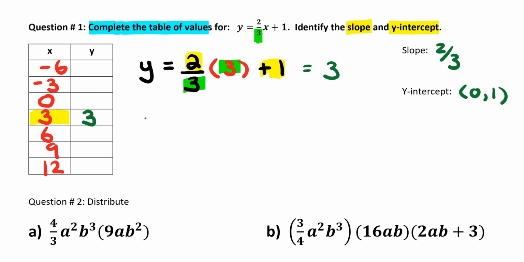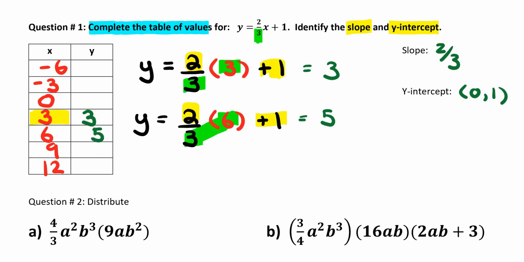Okay, let's go ahead and try the next x value, which is going to be 6. So 2/3 times the next value of 6, and then you just add the 1. Now once again, I recommend that you divide first. So 6 divided by 3 is going to be 2, and then 2 times 2 gives you 4. 4 plus 1 gives you 5.